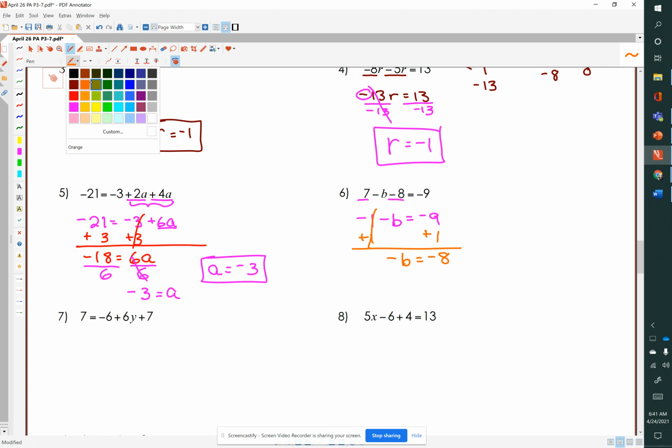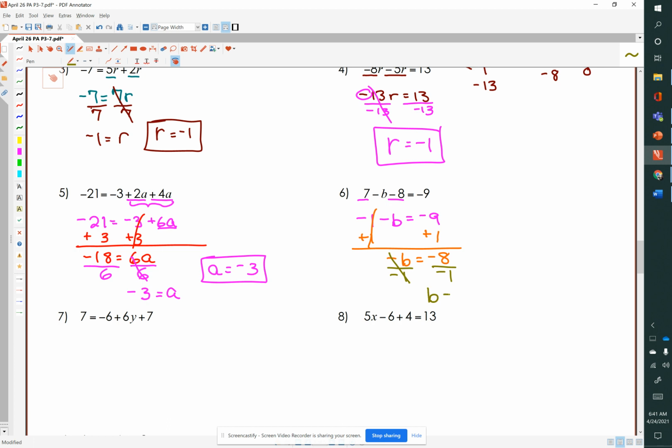Now, b is not isolated until b is positive. So we will divide by negative 1. Now b is isolated, and b equals negative 8 divided by negative 1, which is a positive 8.